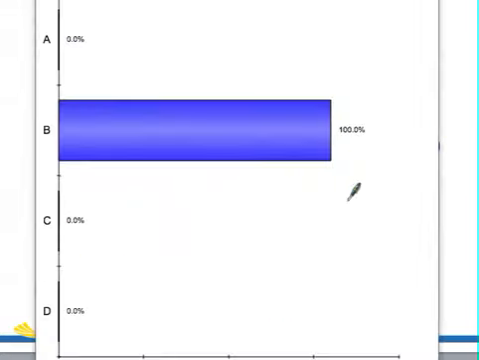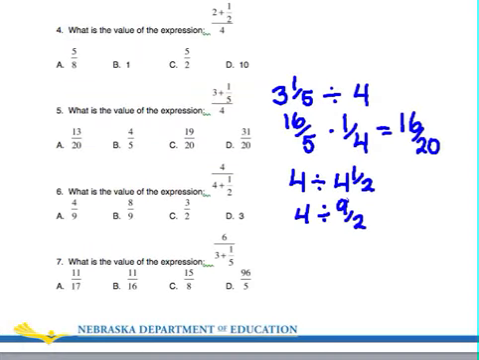And the answer is letter B. Nice job. The biggest thing is you just need to make sure to convert that. Let's shoot for number 7.